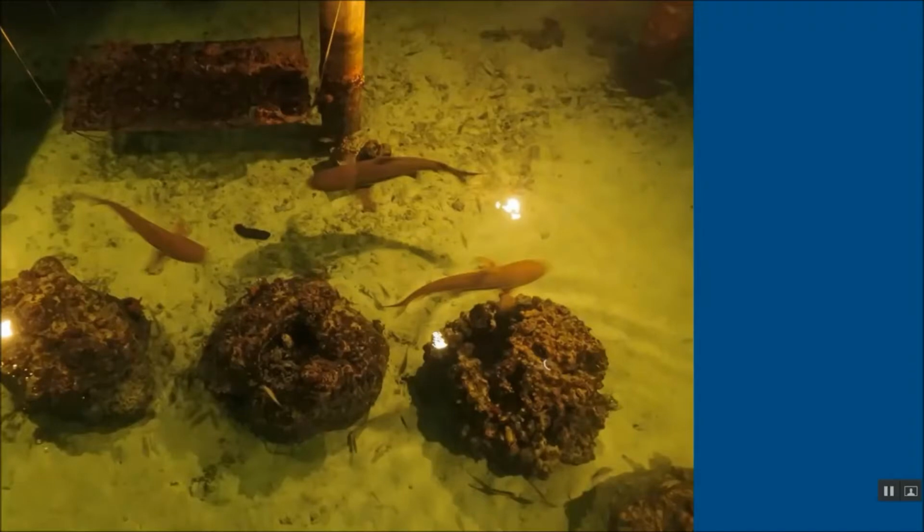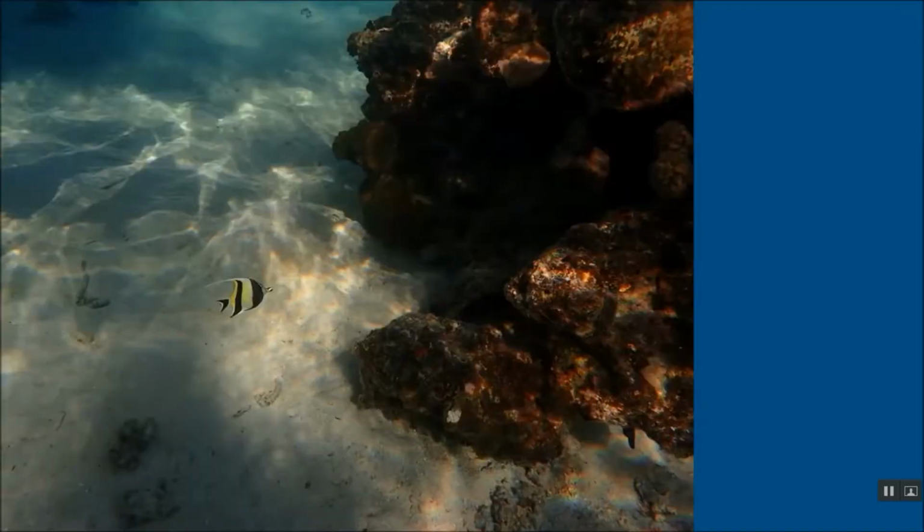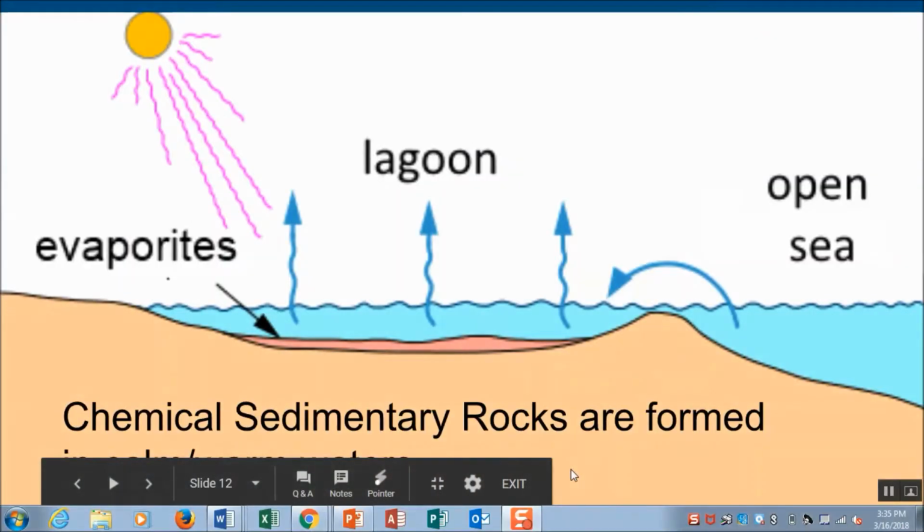These waters are so calm that there's hardly any sediment at all, and the waters are perfectly clear. You can see straight through down to the bottom. Here's another picture of that here, and you can see the coral reefs that are forming. They form in the same environment, in that calm, warm water.